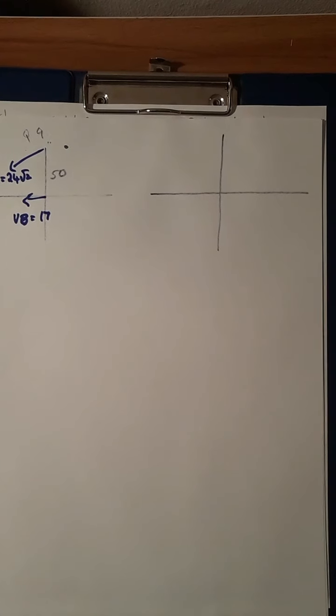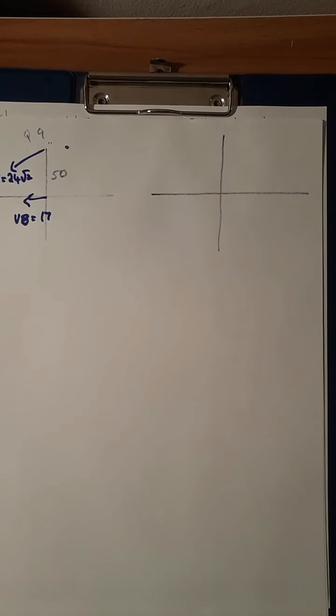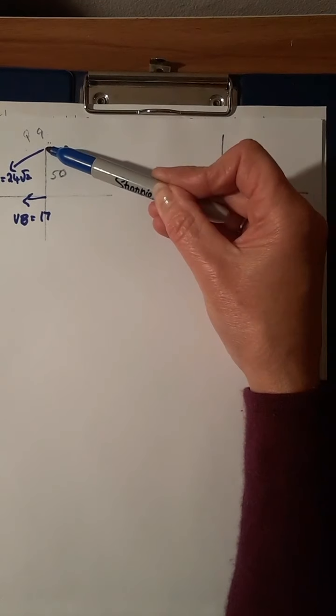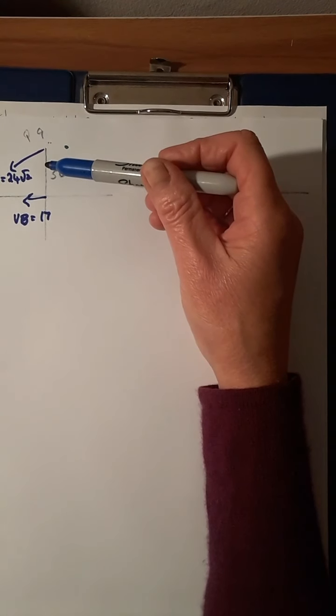Right, so I'm going to do question 9 on the sheet, girls. Question 9 says that you've got a ship A, which is 50 kilometres north of B. So I'm going to put B here at the origin. A's up there, 50 kilometres apart.